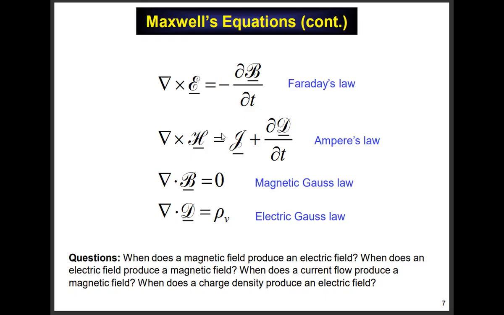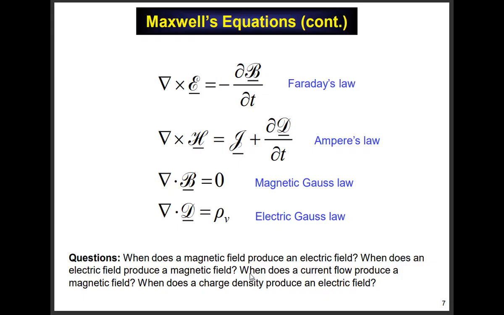Now, ignore the current density just for a second. If we were in free space, for example, it's not going to be current. So just ignore that. So just look at this equal to this. So same kind of question. So when will an electric field, it's really called the flux density, but I'll just call it electric field right now, when will that produce a magnetic field? Exactly the same thing.